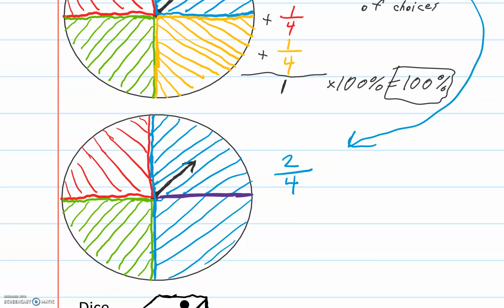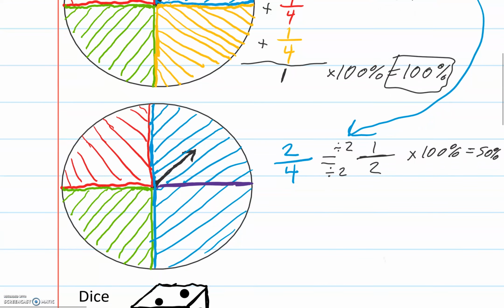Well, that's nice, but we can actually simplify this. Simplifying a fraction just means that you're going to divide top and bottom by the same number. So divide by 2, divide by 2. All it does is make it a little bit easier for us. 1/2, which if you times by 100%, equals 50%. So 1/2 or 50%, either way is fine.